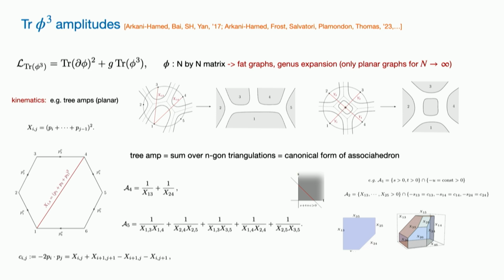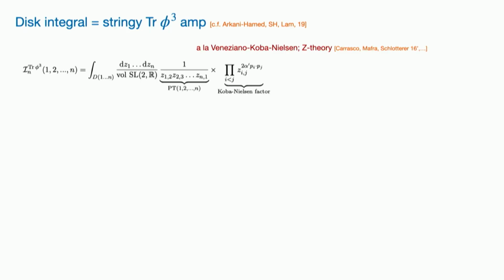So at tree level, many years ago, we already understood that the tree amplitude, which is summing over all triangulations of the n-gon, is given by this volume form of the associahedron, where you really take all these planar variables to be positive and intersect it with a subspace. Okay, so these are 4 and 5 point examples of the trace phi cube amplitude.